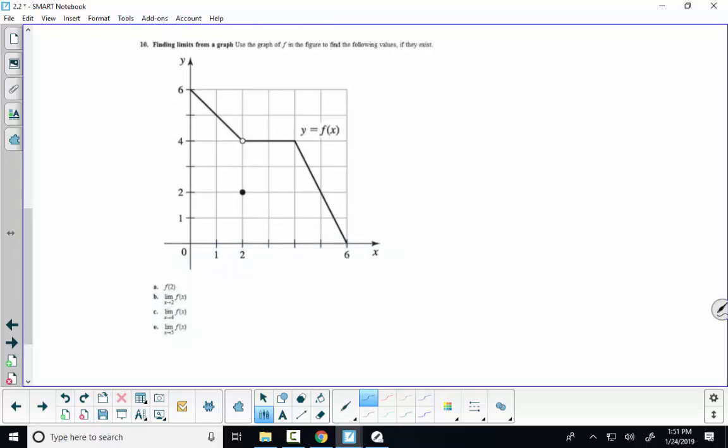Oh, this one's even worse. So part A is, if you can't see that, f of 2. So what's f of 2 equal to? f of 2 equals this point right here, just 2. Part B is the limit as x approaches 2 on f of x.